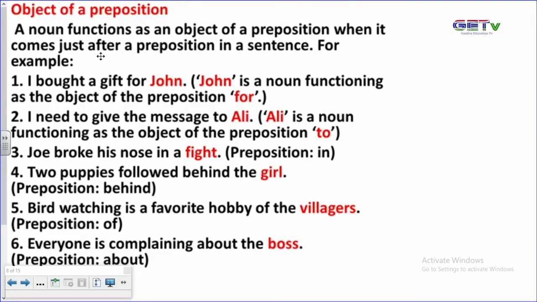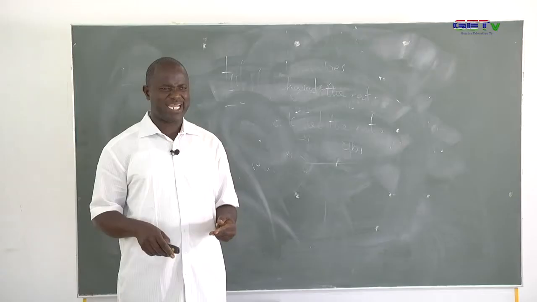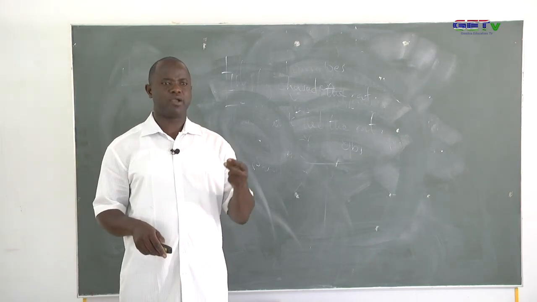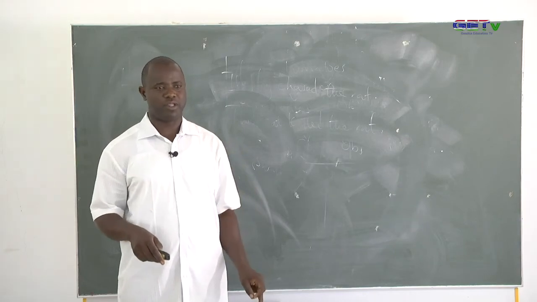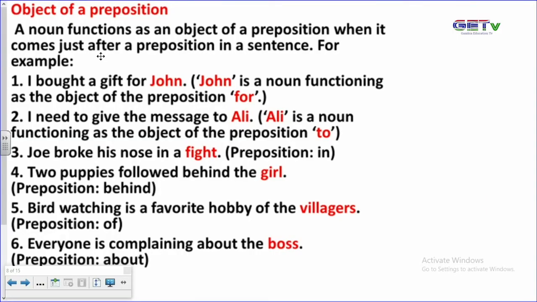We move on. We said, I need to give the message to Ali. So here, Ali is a noun functioning as the object of the preposition to. So remember, you were told earlier that a noun functions as an object of a preposition when it comes just after a preposition. Now here, if you look at this, John and Ali, both of them came after a preposition. What do you say? I bought a gift for John. Now for there is the preposition followed by John.